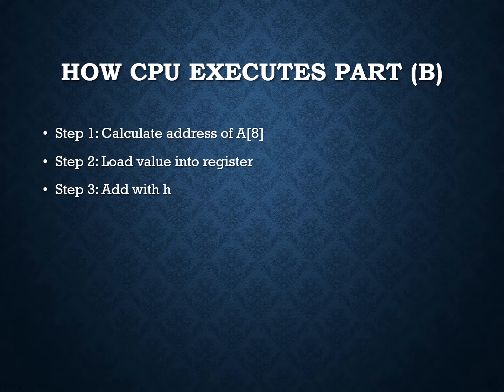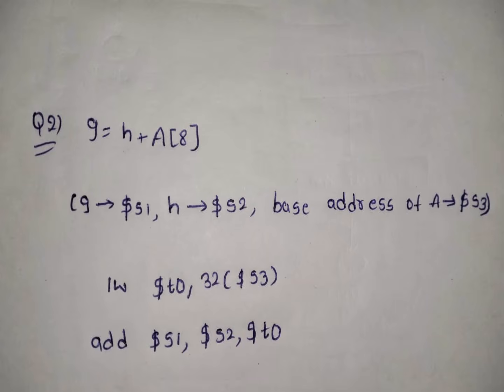Now how to write this in the exam? I have told the steps, but what is the exact thing you have to write in exams? This one: g = h + A[8], given. Already we have been given that g is stored in $s1, h is stored in $s2, and the base address of A is stored in $s3. So you are calculating 8 times of A. As each word has 4 bytes, you multiply 8 by 4.